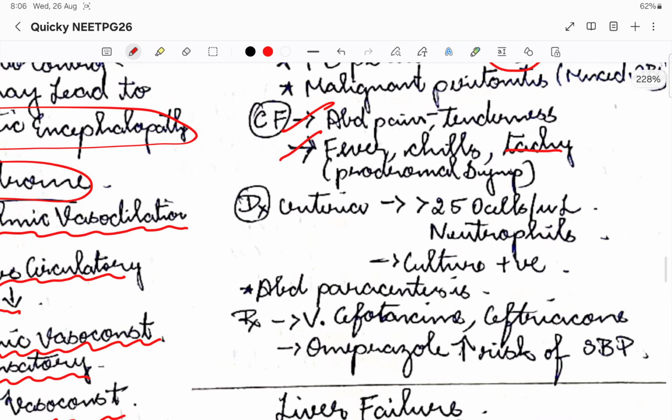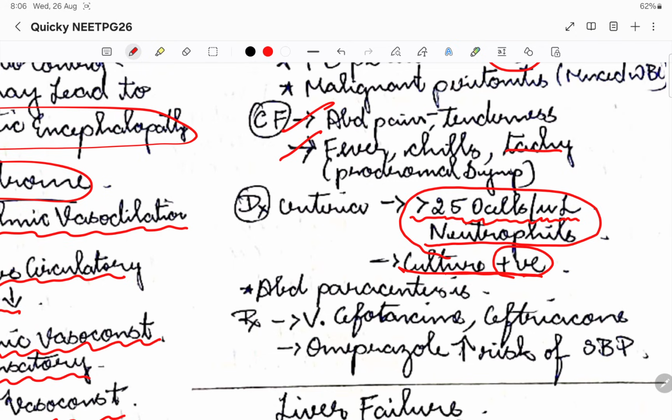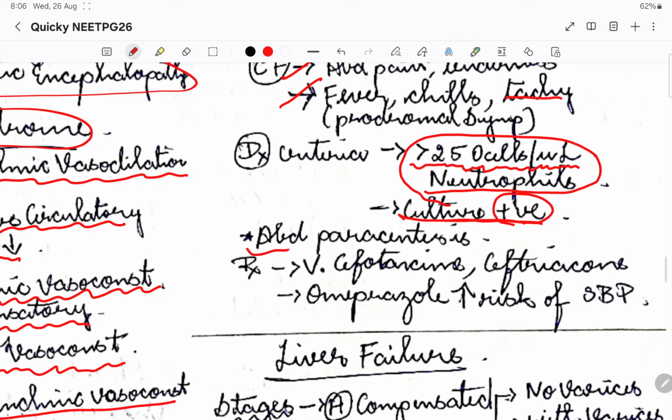How do we diagnose it? Basically, if the neutrophil level is more than 250 cells per microliter, it is called SBP. Okay, so we'll be doing the culture. The culture will be positive, and we'll diagnose it as SBP. So what do we do? Basically, abdominal paracentesis is what we do. We'll send the sample. Based on the amount of fluid that is present, we'll do both diagnostic and therapeutic paracentesis.